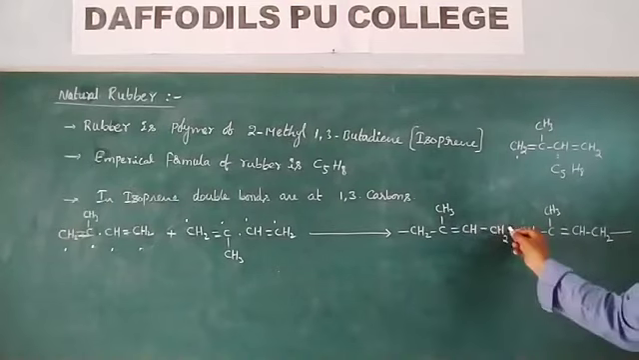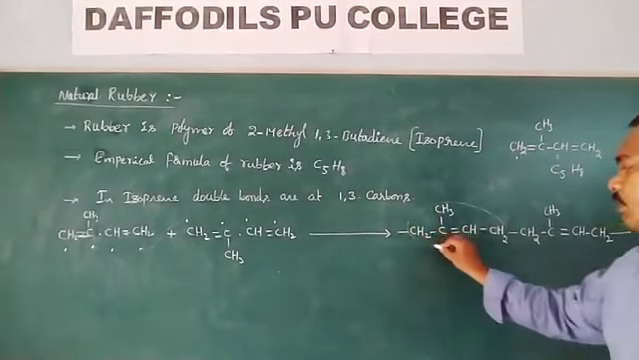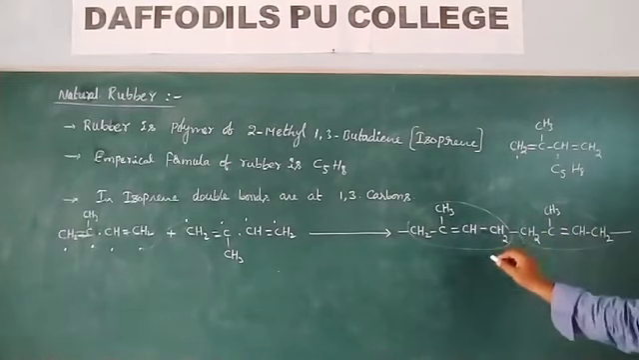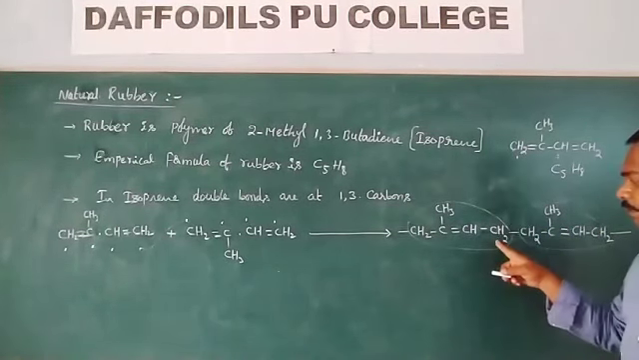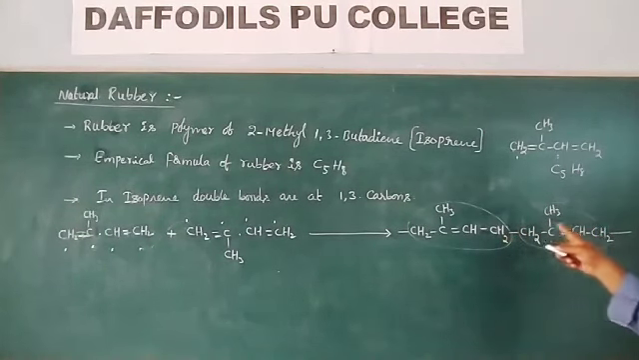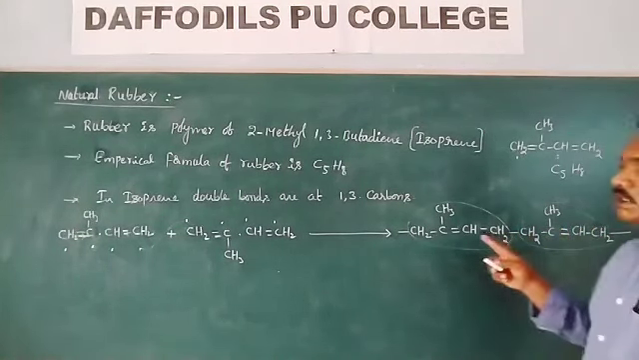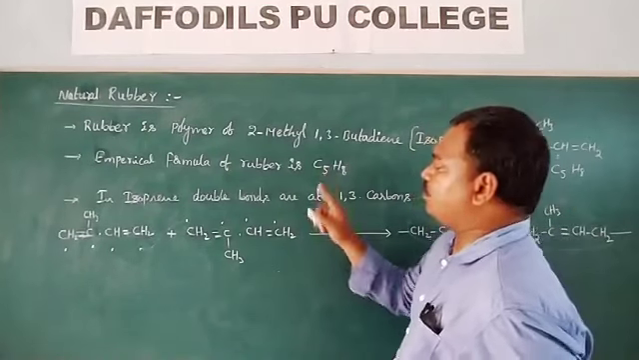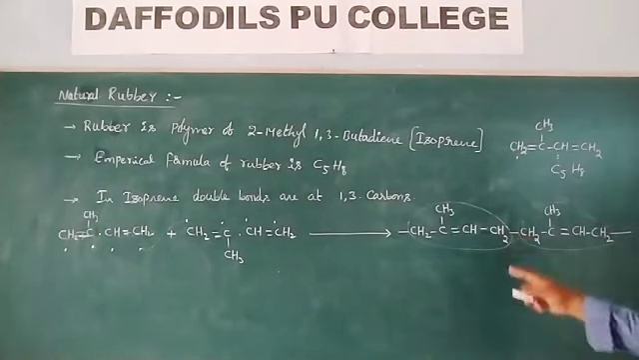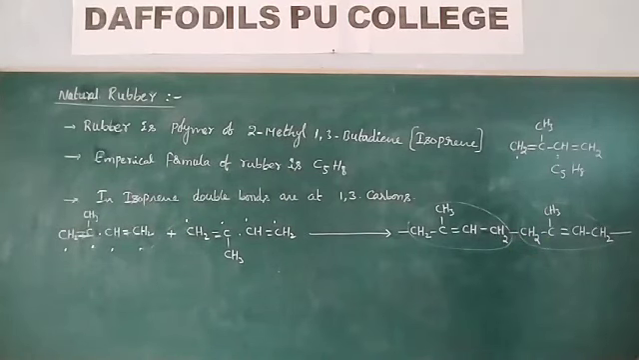So look at this, look at here. This is one isoprene unit. This is another isoprene. So in rubber, which units are repeating? Isoprene units are repeating. So rubber is a polymer of isoprene. What is isoprene? 2-methyl 1,3-butadiene is called isoprene. They will ask you some questions about this.